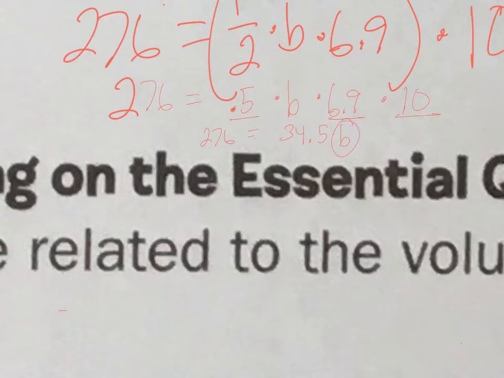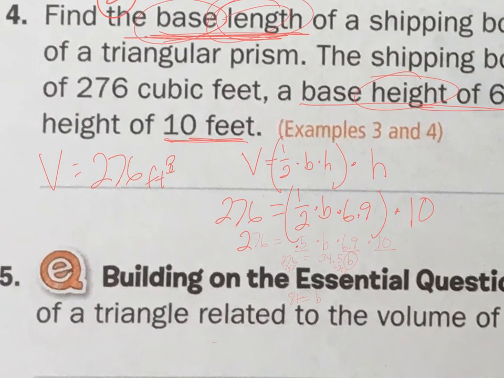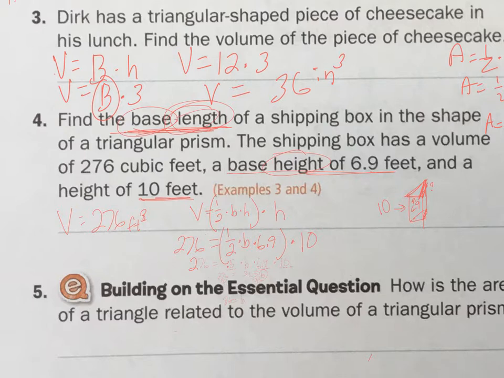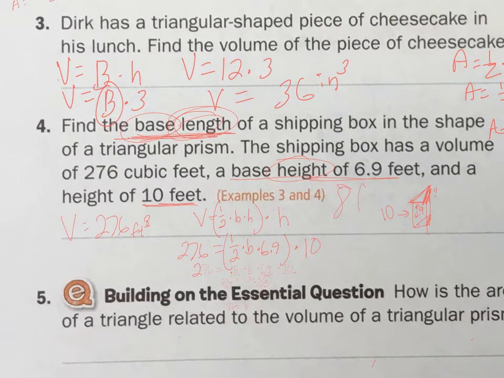Now, if I want to find just this base, it's times 34.5. I have to divide it by 34.5. And I have to divide this side by 34.5. When I do that, 276 divided by 34.5 equals 8 equals the base. Okay? And we're talking about feet, so it is 8 feet. The answer is 8 feet.